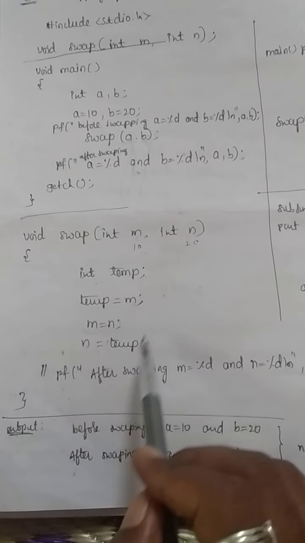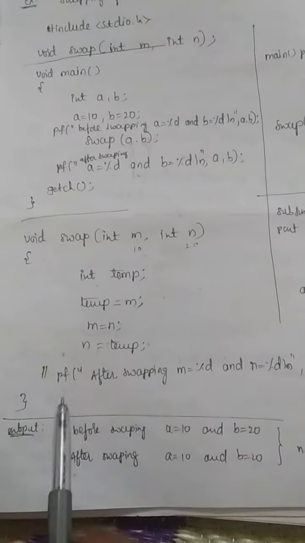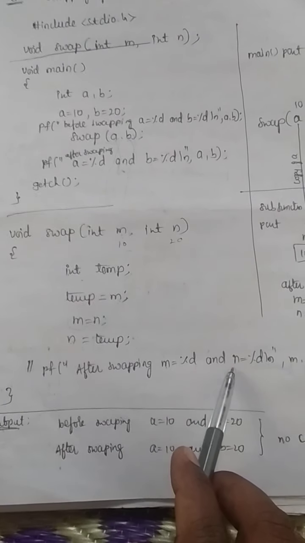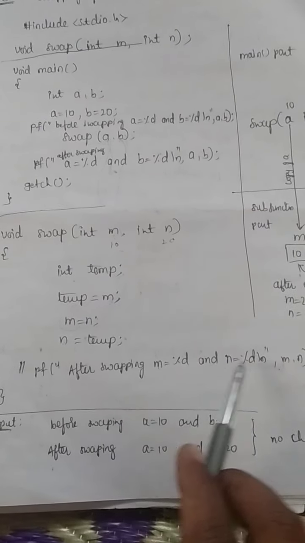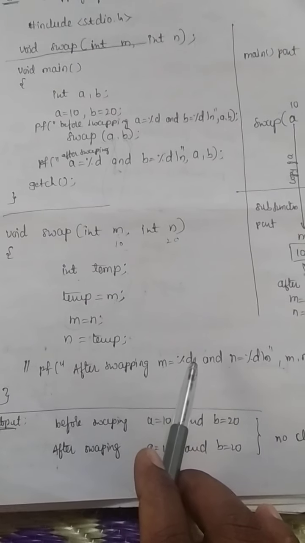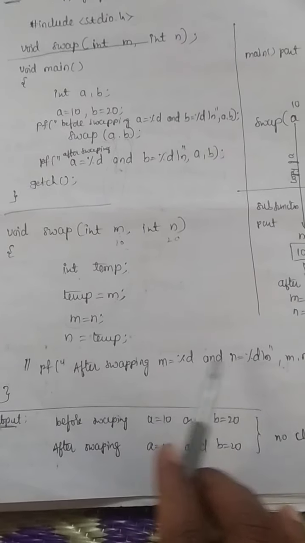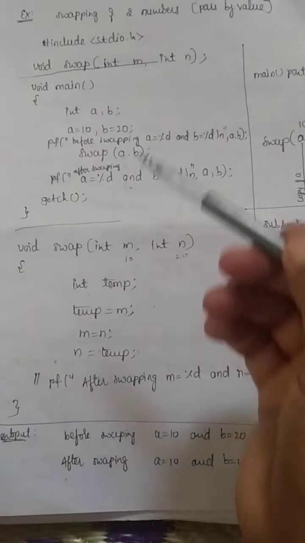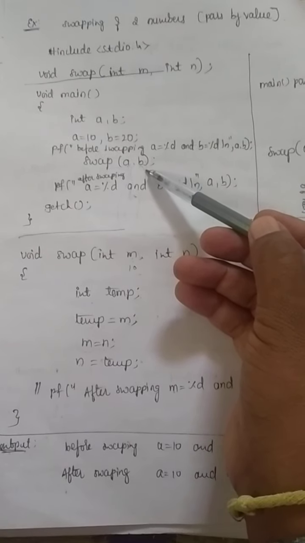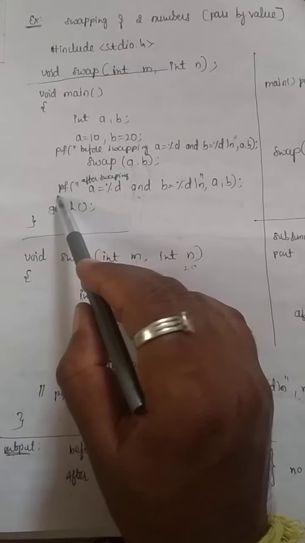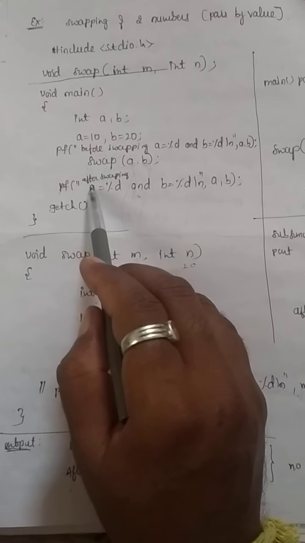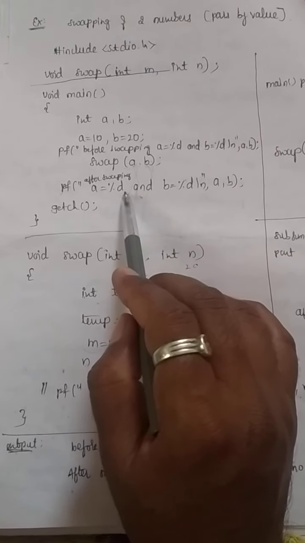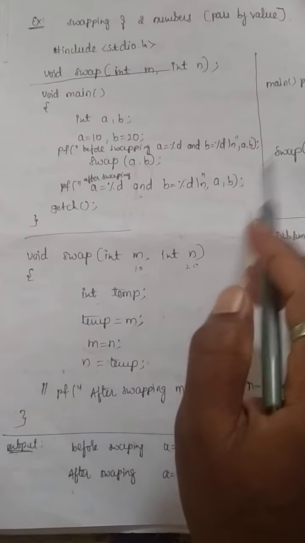So when this swapping occurs, after that you can print here itself: printf, after swapping, elements of m and n are this much. So you are going to get the updated values of m and n, the swapped values. But after this, the control jumps to the main function. When the control jumps to the main function, you can print one message: after calling the function swap, what are the values of a and b? You are going to check here. So a value will be 10 only and b value will be 20 only.